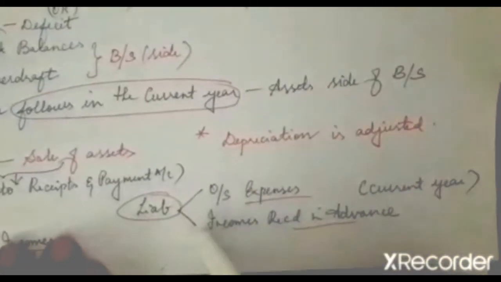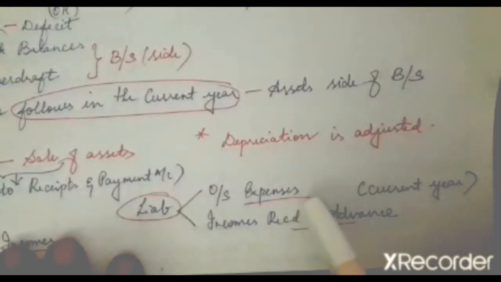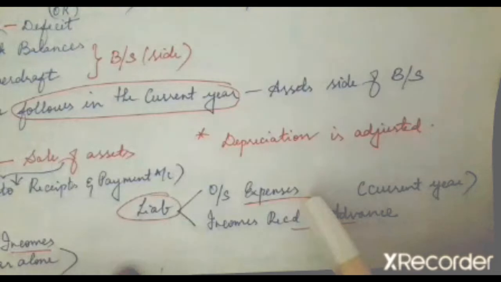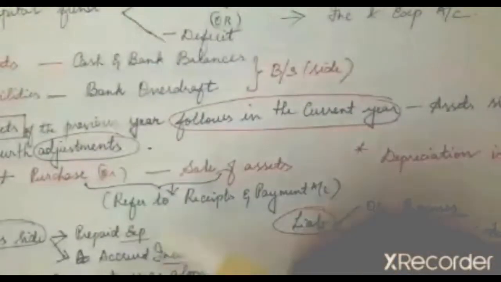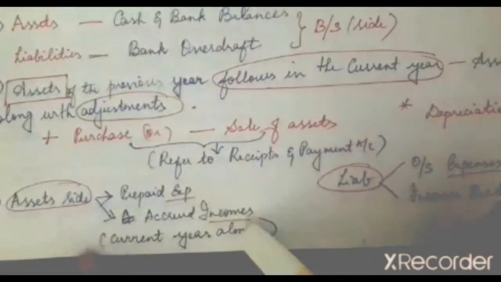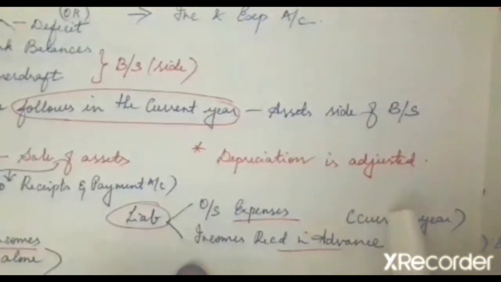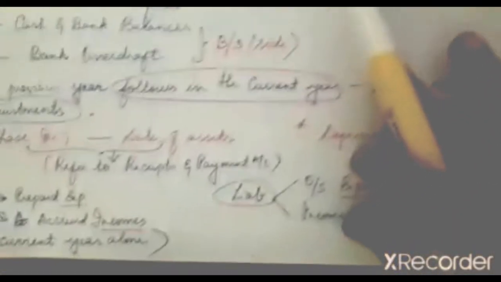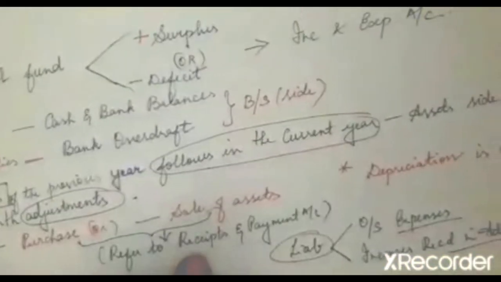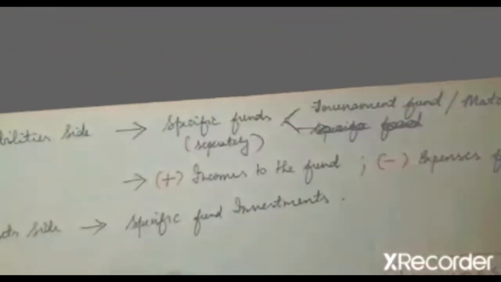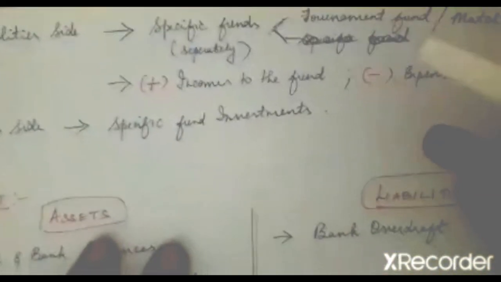Similarly, on the liability side, if there are any outstanding or unpaid expenses, and if there are any incomes received in advance, so there is one expense, one income for liability. As there is on the asset side, you have one expense, one income. Liability too has one outstanding expense, one income received in advance. Make sure it is for the current year alone, and it will also appear in the balance sheet.